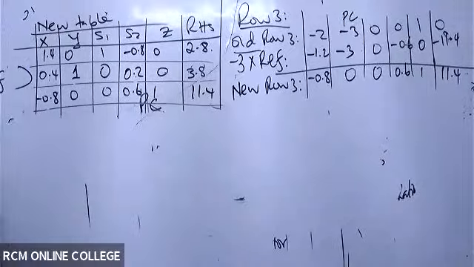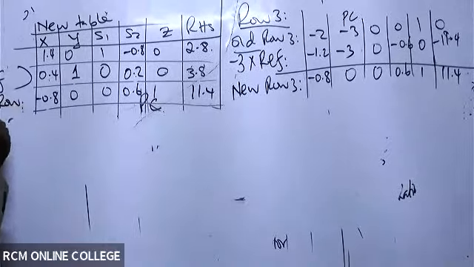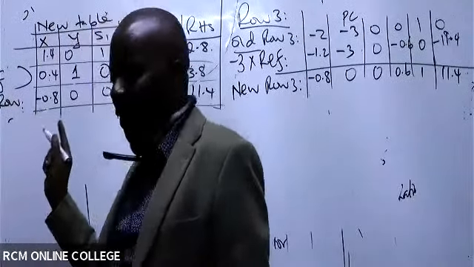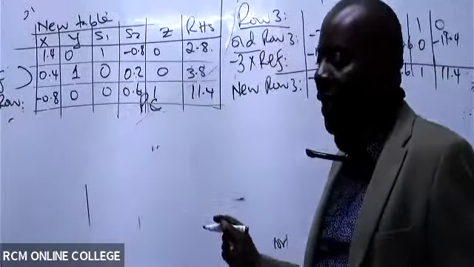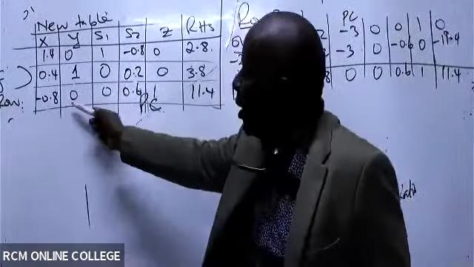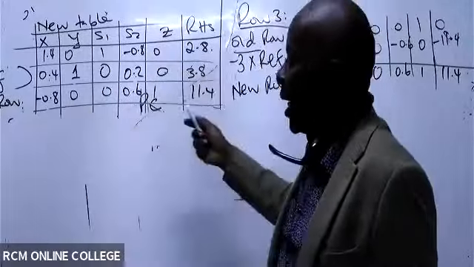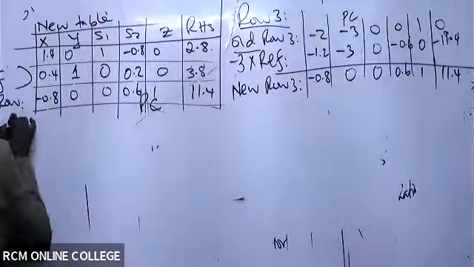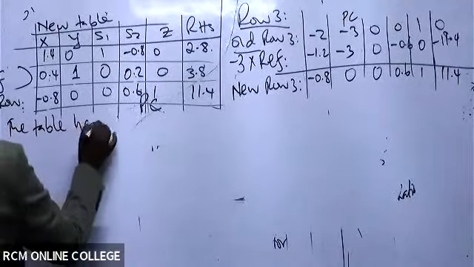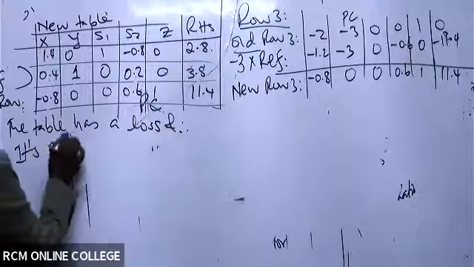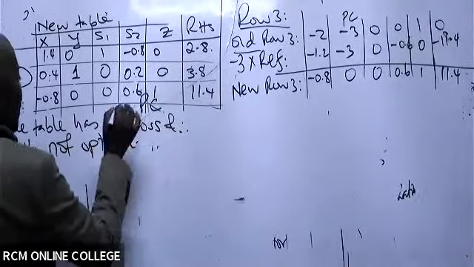So don't forget that the last row is our Z row. And we normally use this Z row to inspect and say whether this table is optimal. Is this table optimal, my good students, the new table that we've developed? Is it optimal or does it have losses? It is not optimal because it has a loss. Please, I'm not looking at this loss here. I'm only looking at losses in the Z row. I can see a loss. So the table has a loss, and therefore, it is not optimal.